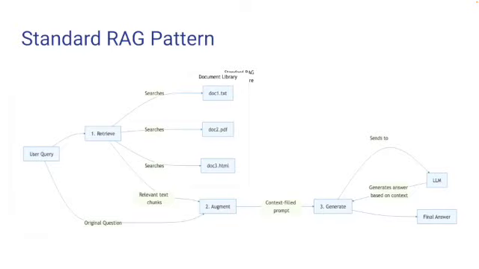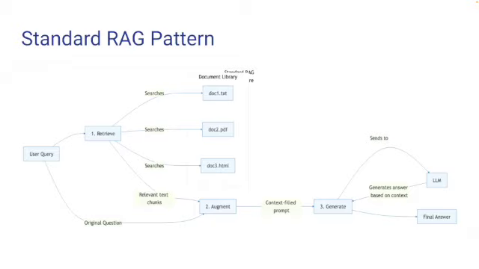Let's quickly recap how standard RAG works. Imagine you have a library of internal company documents. When you ask a question like, what is Project Nebula's budget? The RAG system does three things. One, retrieve. It searches your entire library for any text snippets or chunks that mention Project Nebula and budget. Next is augment. It takes your original question and pastes these retrieved text chunks into the prompt. Third step is generate. It sends this big context-filled prompt to the LLM, which then generates an answer based only on the information provided.